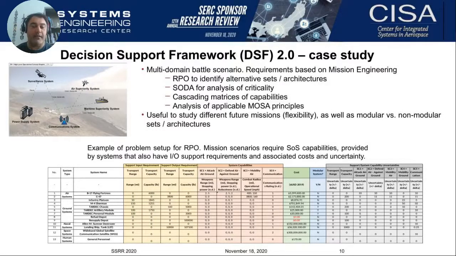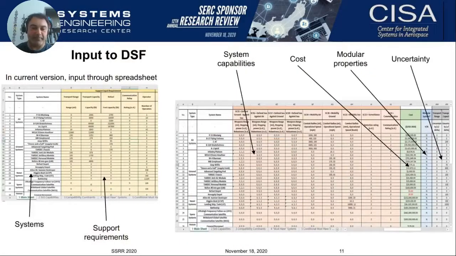In this case study, we showed that this is useful to study different future missions, for example, so we can change our requirements and see which of the systems in our initial portfolio can be used in different scenarios. So we look at the flexibility. And of course, we are also looking at choices on modular versus non-modular architectures. What are the differences in terms of performance and cost? Our input for now is in Excel spreadsheets. And so in the next few slides, I will show how this input and output work.